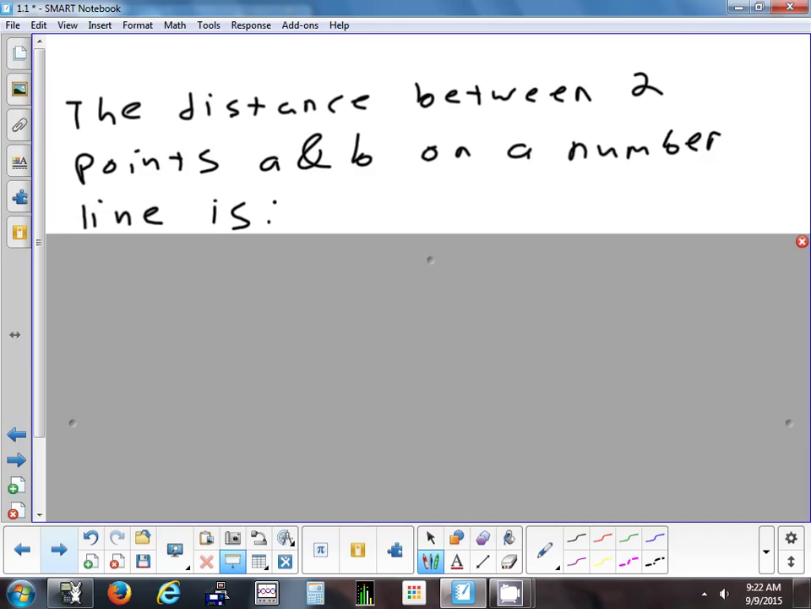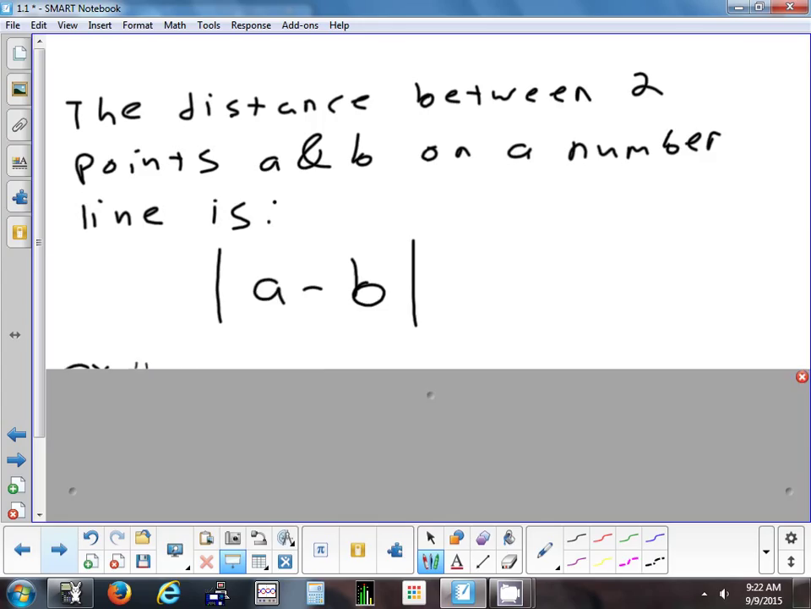Right, so using the idea of our number line and absolute value, we can find the distance between 2 points on a number line. And what operation do you generally use to find the change or the difference between 2 points? Derek? Yeah, subtraction. Okay, so if you got 2 points on a number line and you want to know the distance between them, very simple. It's the absolute value of a minus b.